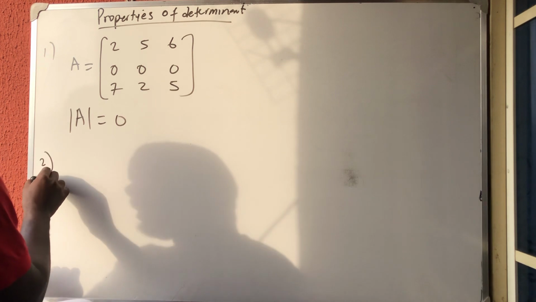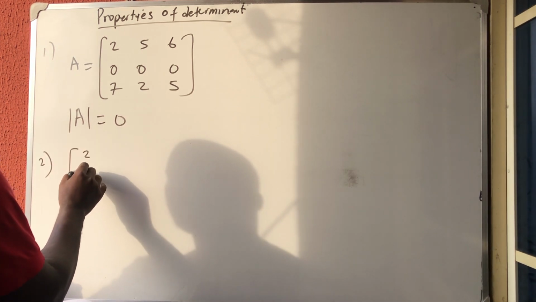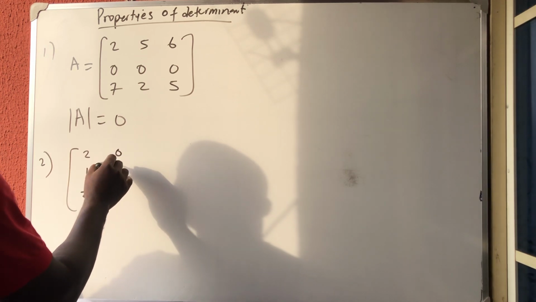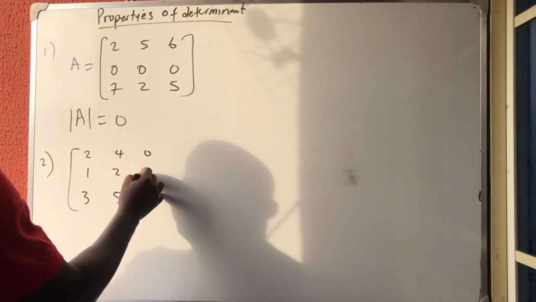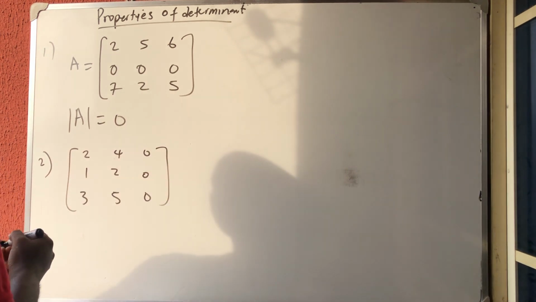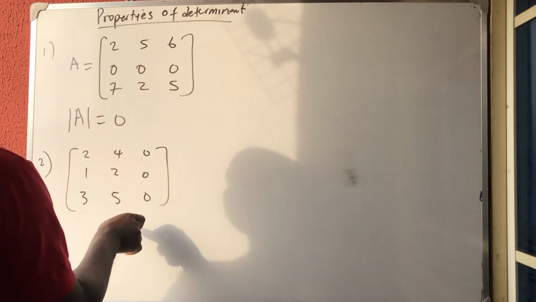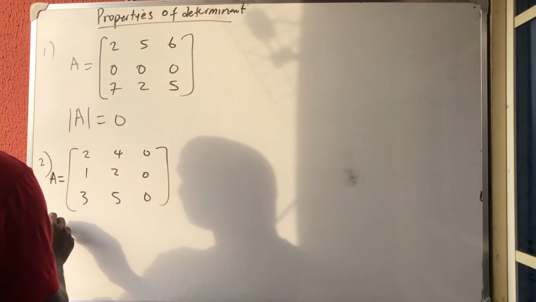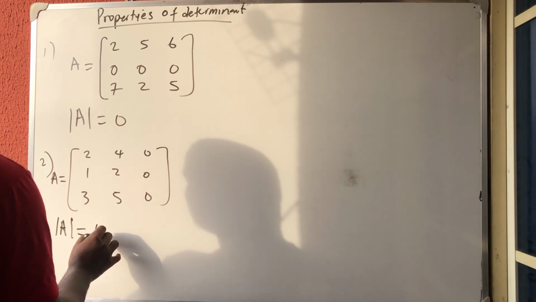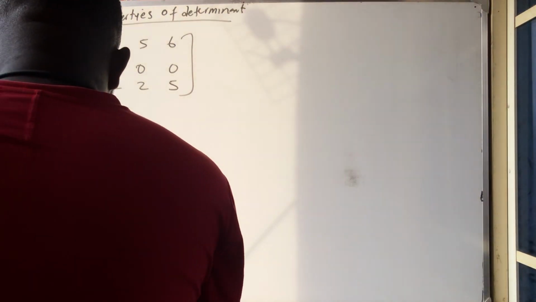The same thing is applicable if I see that all the entries of a column are 0. For example, I have 1, 2, 3, 0, let me say 4, 2, 5, 0, 0, 0. You see that I discovered that all the entries of a particular column are just 0. So what does it mean? That the determinant of that matrix is 0. You don't need to solve anything. Okay, these are some properties you need to know.